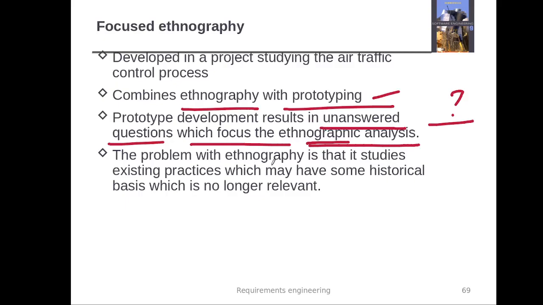So what can be the problem with ethnography? It studies only the existing practices, which may have some historical basis, and those bases may no longer be relevant.